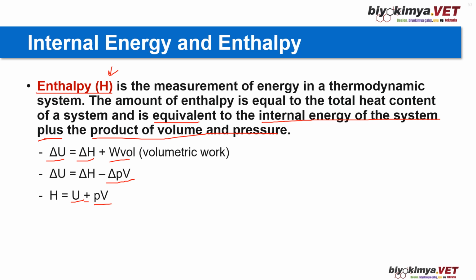When a process starts at constant pressure, the heat released, actually heat may be absorbed or released, is equal to the enthalpy change. The enthalpy change is the sum of the internal energy, denoted by U, and the product of volume and pressure, denoted by P and V, and is expressed as follows. So enthalpy change is equal to the change in internal energy plus the change in the product of pressure and volume.